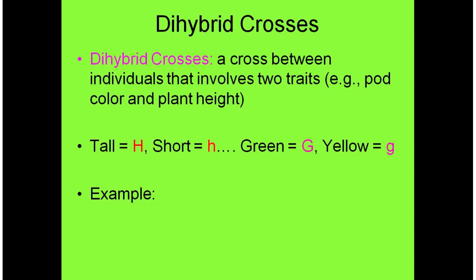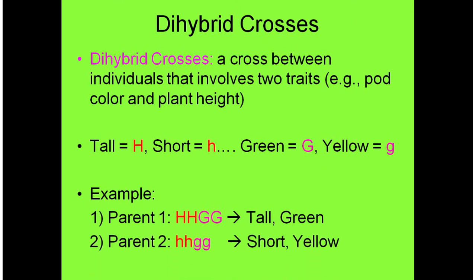We'll say that the tall allele is dominant over the short allele, so we'll use big H for tall and little h for short. We'll say that the green allele is dominant over the yellow allele, so we'll use big G for green and little g for yellow. So for example, for our first cross, we're going to have our first parent be tall and green, and it'll be homozygous dominant for each trait. Our second parent will be short and yellow, so homozygous recessive for each trait.